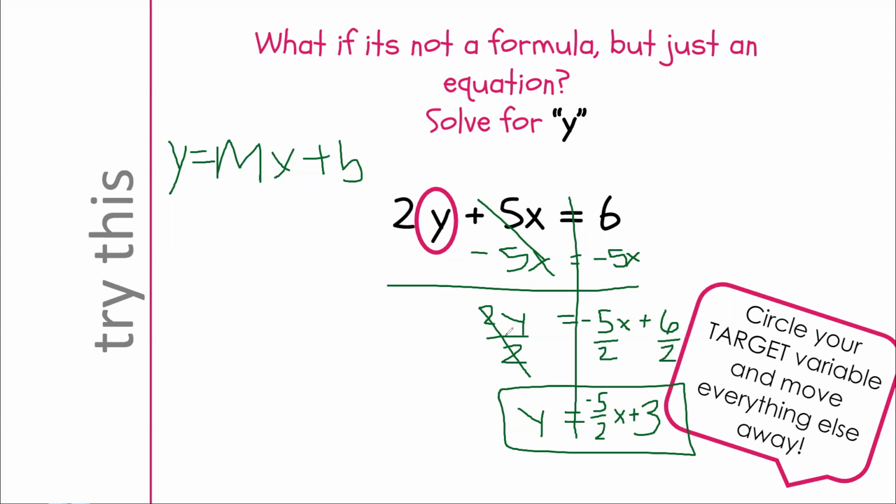I brought down my 2y, and I know that I have to get rid of that 2 to get y by itself. So I'm going to be dividing by 2 on both sides. I divided every single term by 2. So since this is separated by an addition or a subtraction sign, we've got one term here and another term there. So I took the left side and divided it by 2, and then I took negative 5 and divided it by 2, and then I took 6 and divided it by 2.